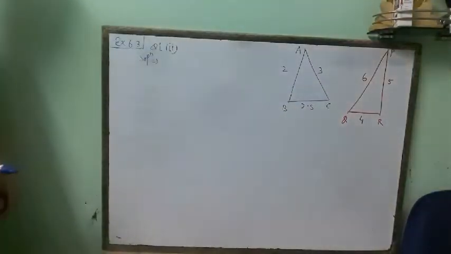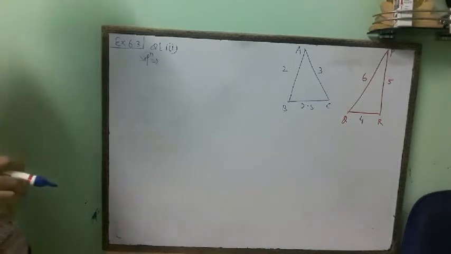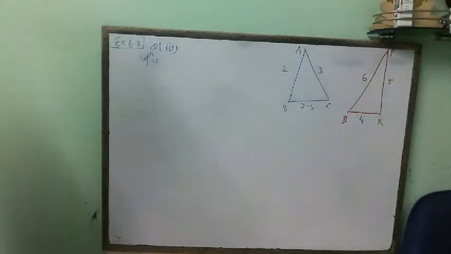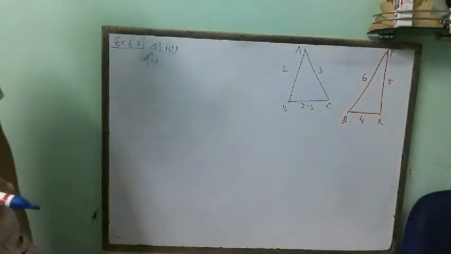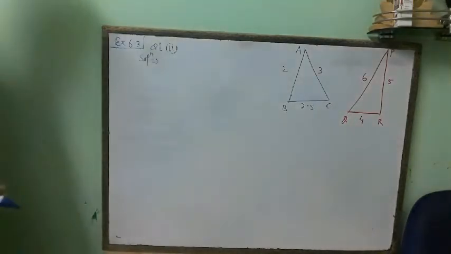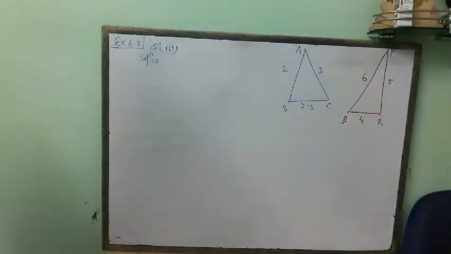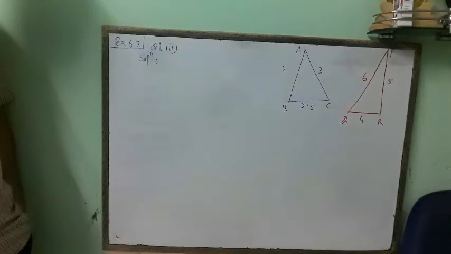So students, I am starting question number 1 of 2. Here we will have to check whether the given triangles are similar, and if they are similar, by which criterion. The two given figures are triangle ABC and triangle PQR. We have to check whether the given triangles are similar.